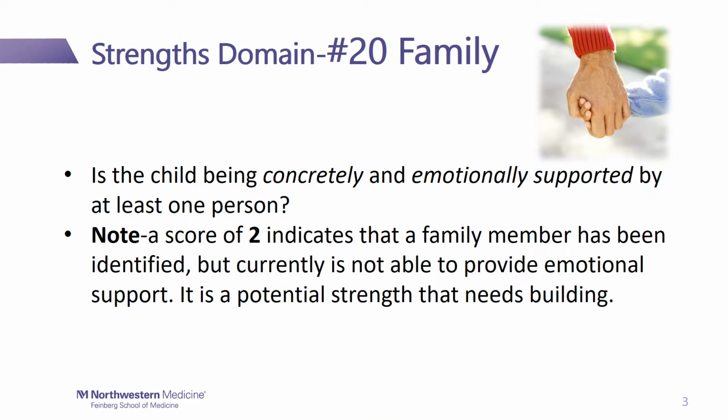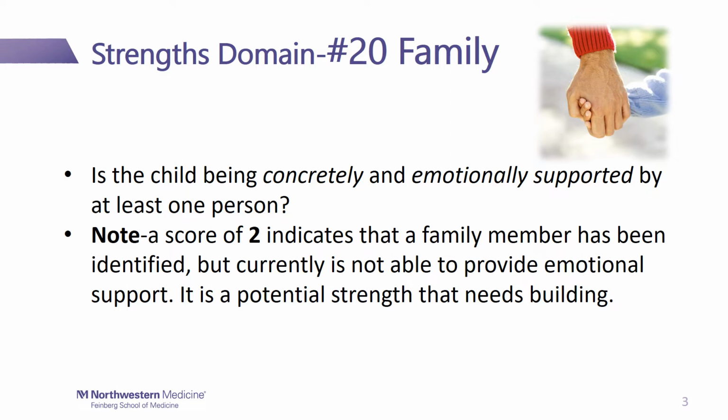The first item in this domain is number 20, family. This item is rating if a child is being concretely and emotionally supported by at least one person. That person does not have to be a bio parent. It could be a foster parent, a grandparent, an aunt, an uncle, etc.